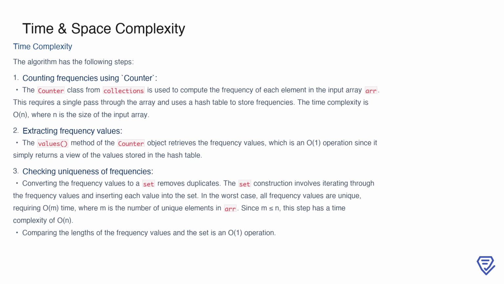Finally, we convert these frequency values into a set to remove duplicates. Constructing the set involves iterating through the frequency values and inserting each one into the set. In the worst case, where all frequencies are unique, this step requires O(m) time, where m is the number of unique elements in the input array. However, since m is always less than or equal to n, this step simplifies to O(n). After constructing the set, comparing the lengths of the frequency list and the set is an O(1) operation. So, the overall time complexity of these steps is dominated by the O(n) operations.